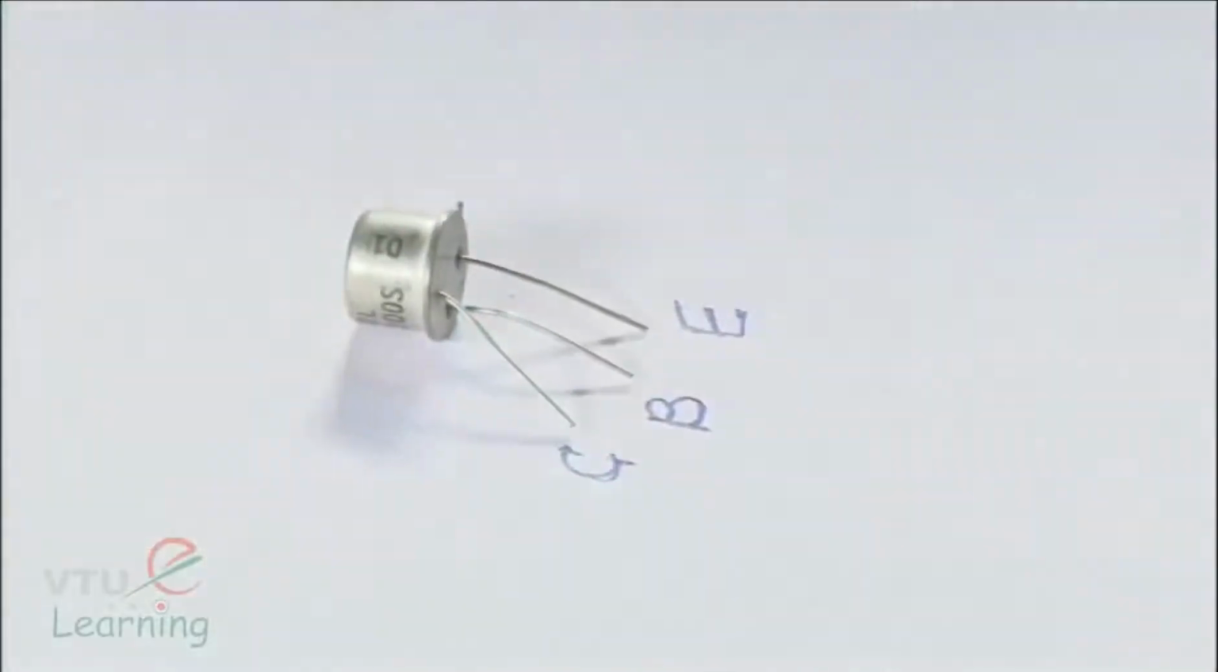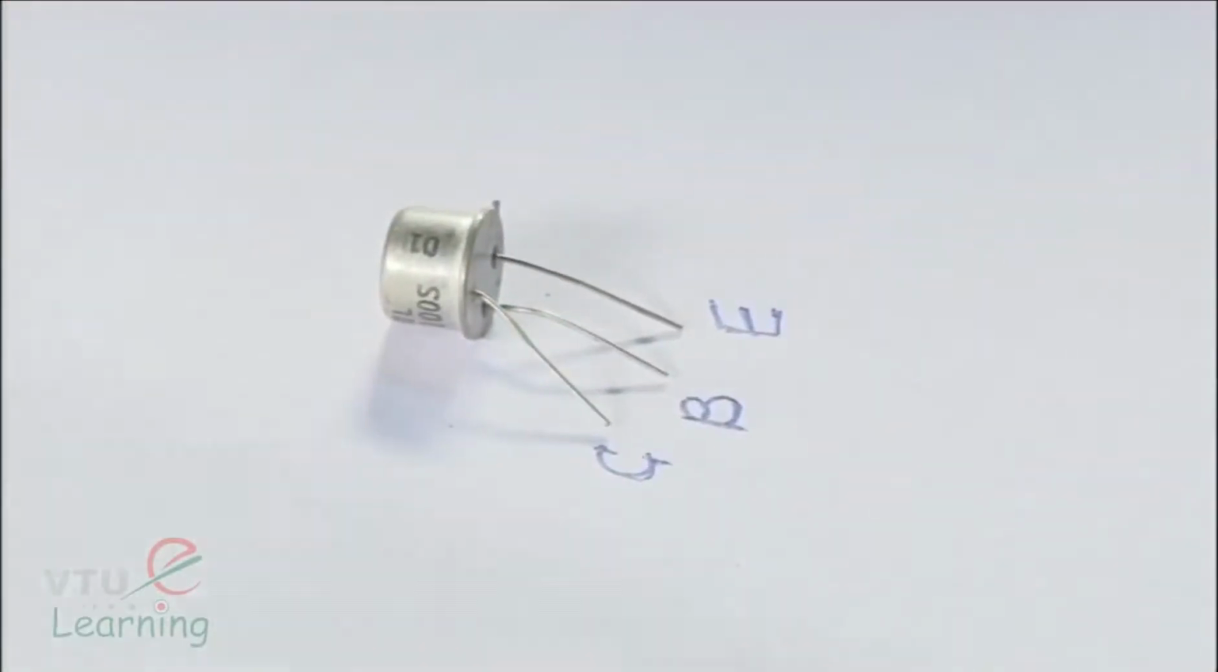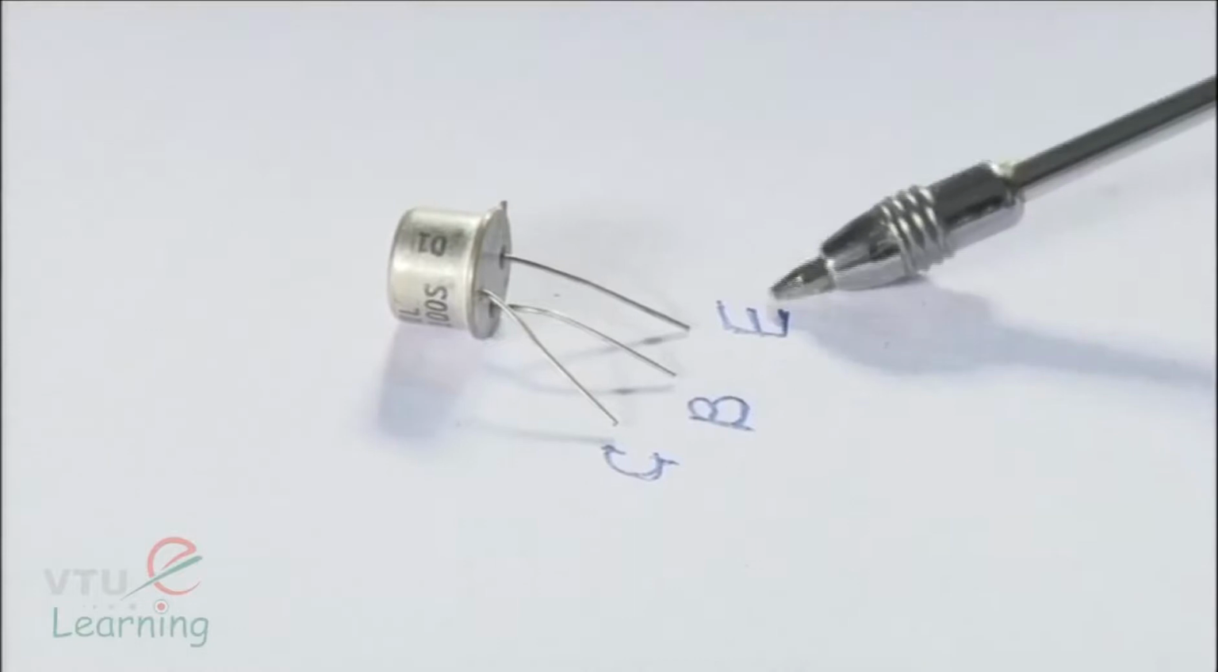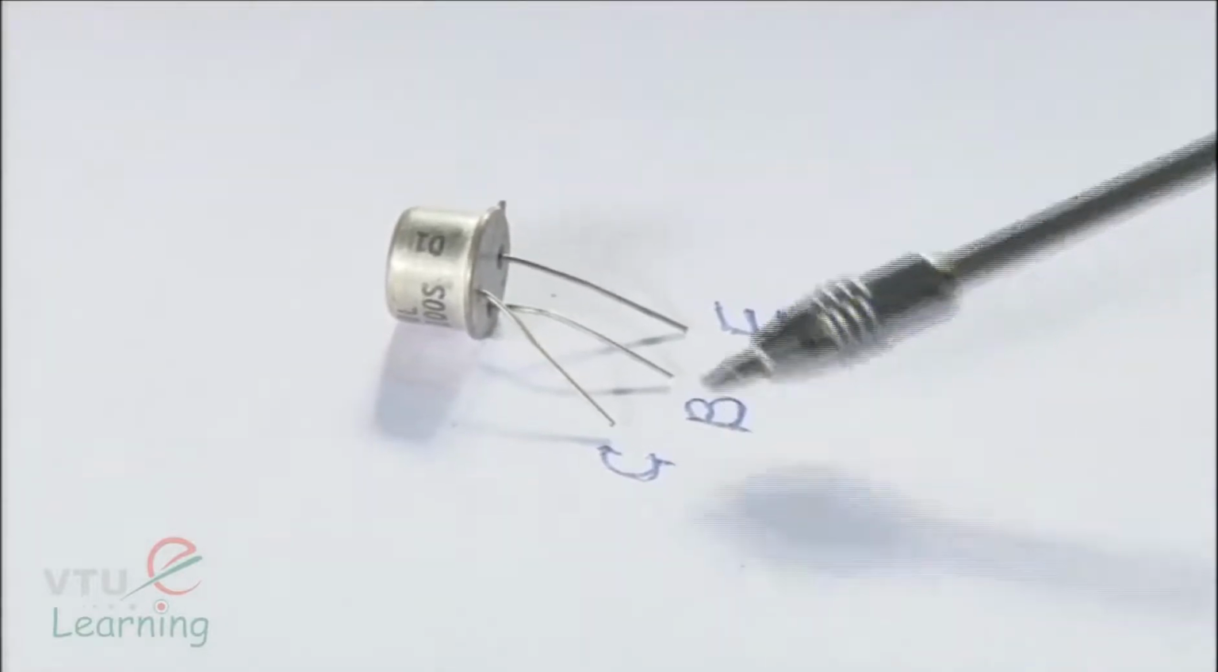Transistor is basically a semiconducting device consisting of three terminals having two junctions. The three terminals of transistor are emitter, base and collector.